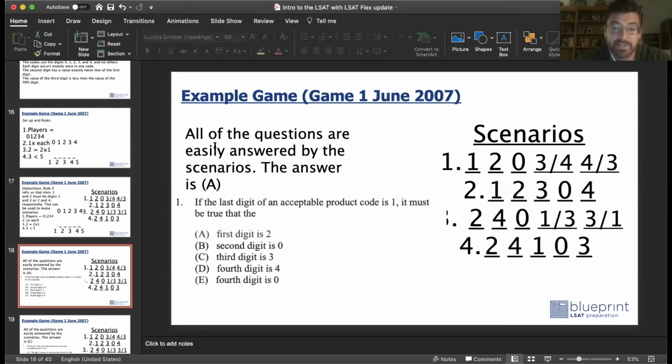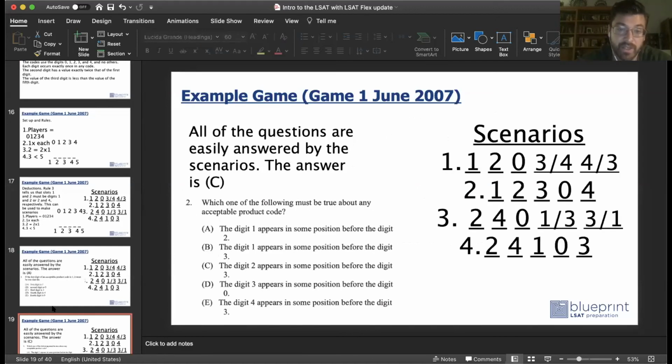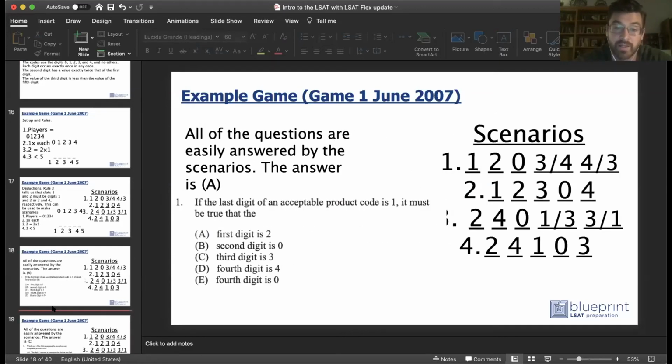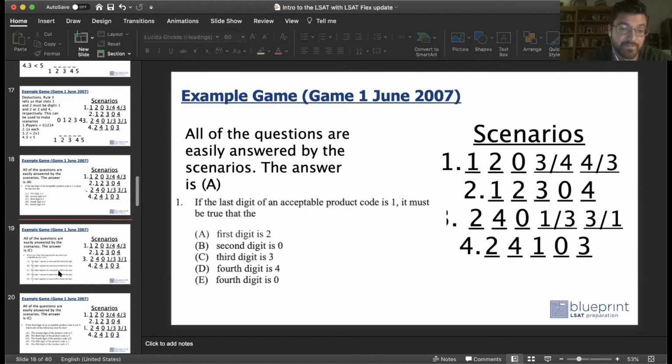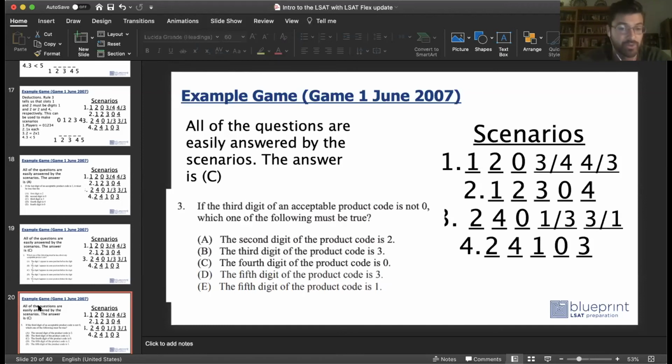So the first one is, if the last digit of an acceptable product code is 1, then it must be true that blank. And what we know here is we have to consider that the value of the third digit is less than the value of the fifth digit. So if we're told that the last digit is 1, then the third digit has to be in accord with that. So we've got other questions like this: which one of the following must be true about any acceptable product code? So we're going to think about what's universally true. We've got 3, a conditional question. Under the circumstances where the third digit is something other than 0, then what else has to be the case?